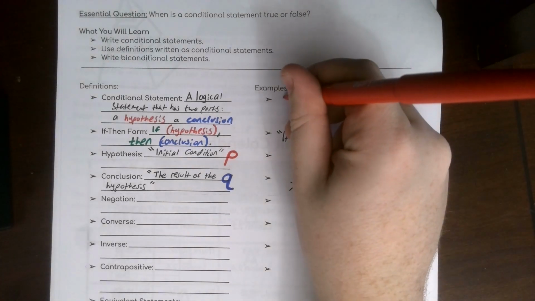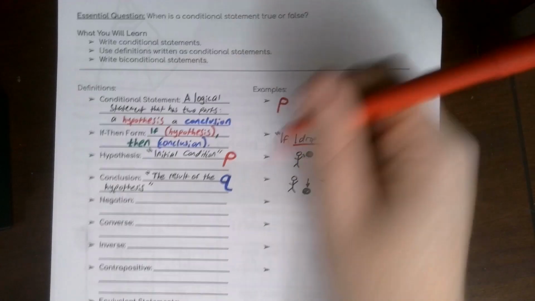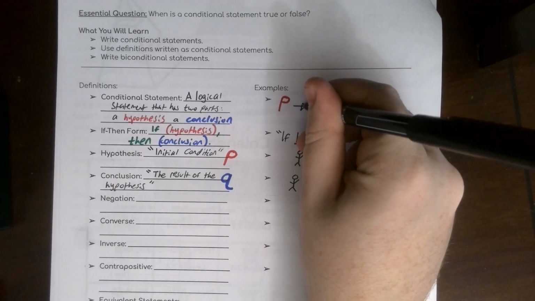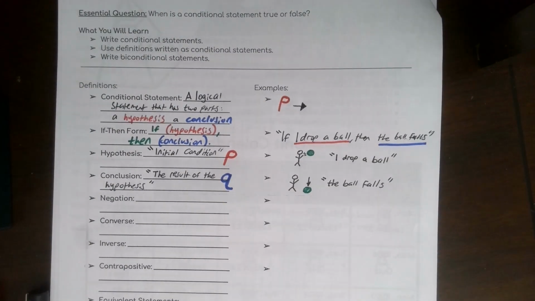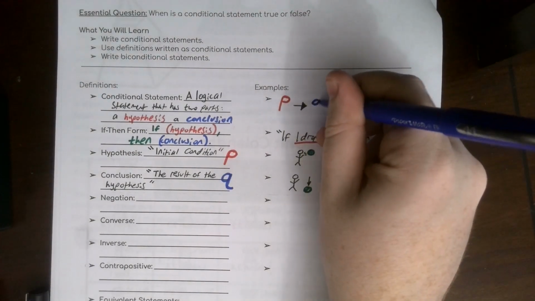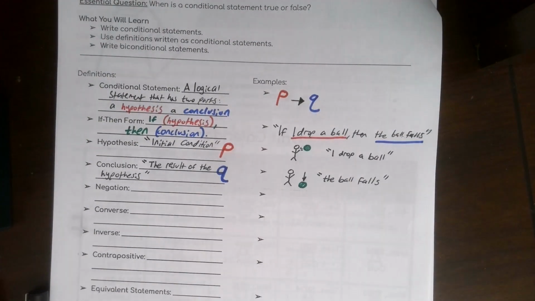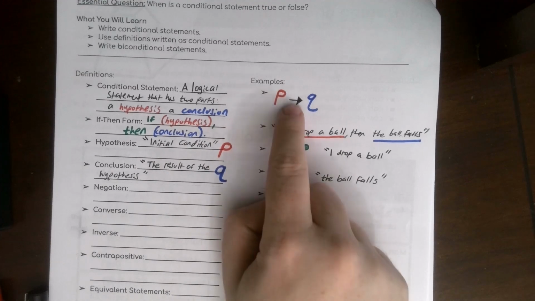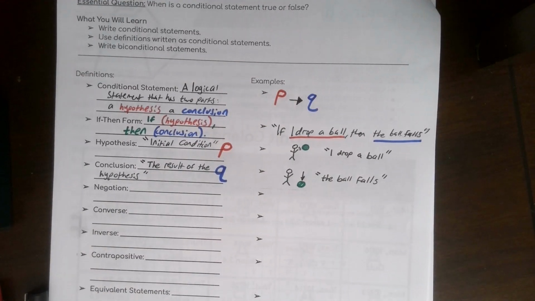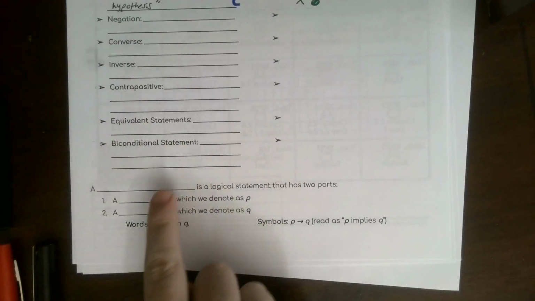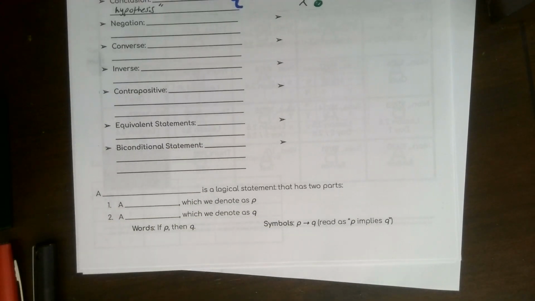The mathematical symbol that connects a conditional statement is an arrow that goes from P, from the hypothesis, to Q, the conclusion. This means if P happens, then Q happens. If I drop a ball, then the ball falls. So let's take a look at the bottom of the page here. Let's see if you can fill out these sections here. Take a second, pause the video, and try it out.